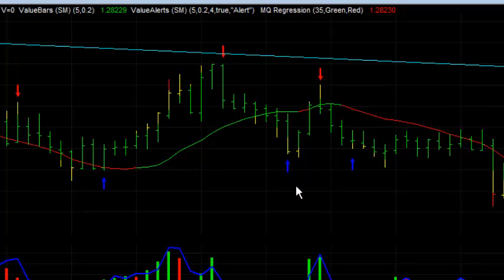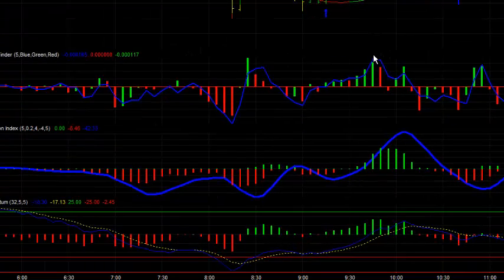Now, the reason that we entered this trade, again, we had a lower high pattern forming on our MQ cycle finder. We also had a lower high pattern forming on our MQ momentum. Now, you can see we did not have a lower high pattern forming on the MQ migration. This can be an indication that we're exposing ourselves to a little bit more risk.